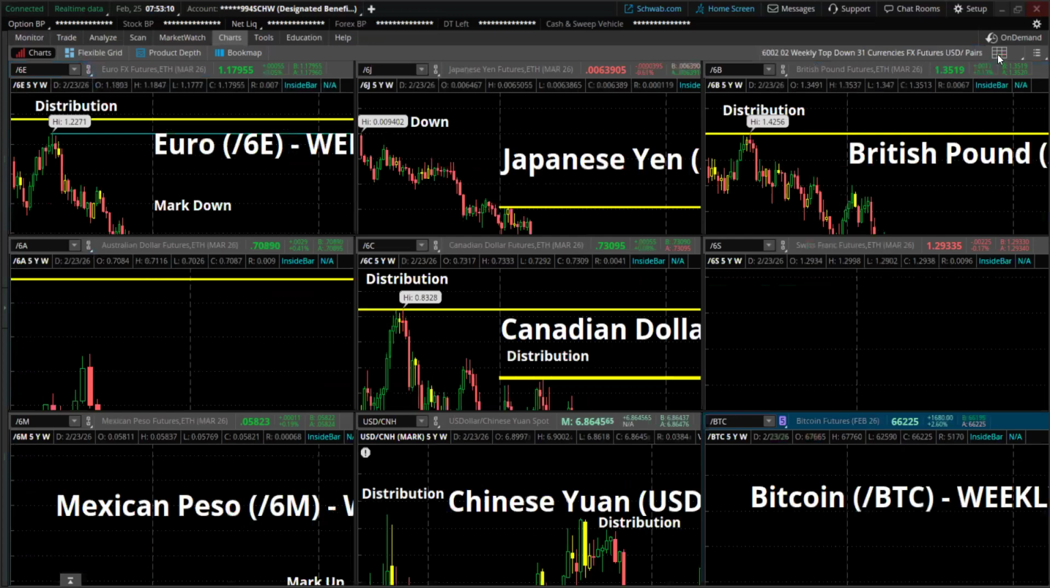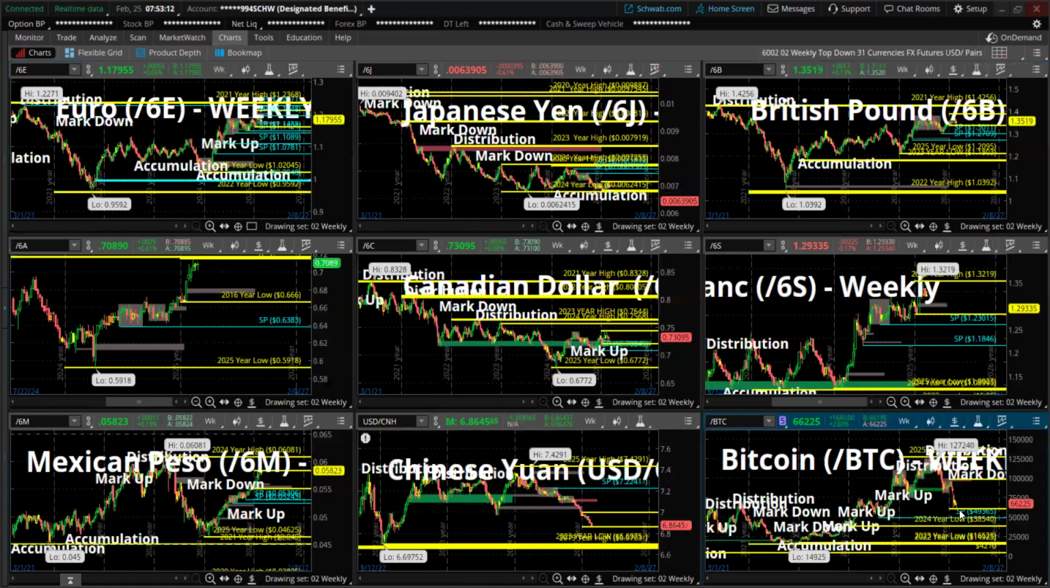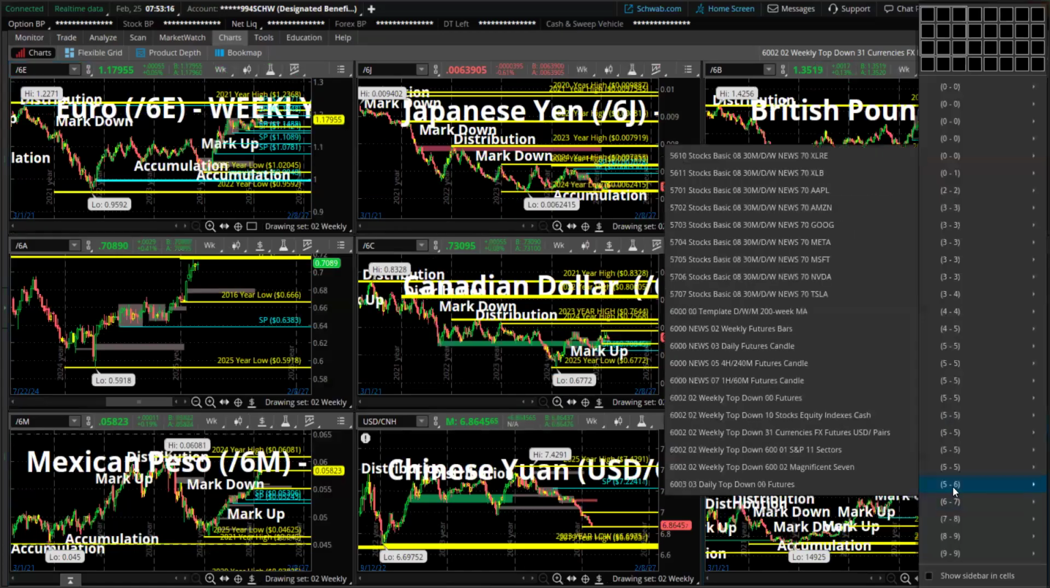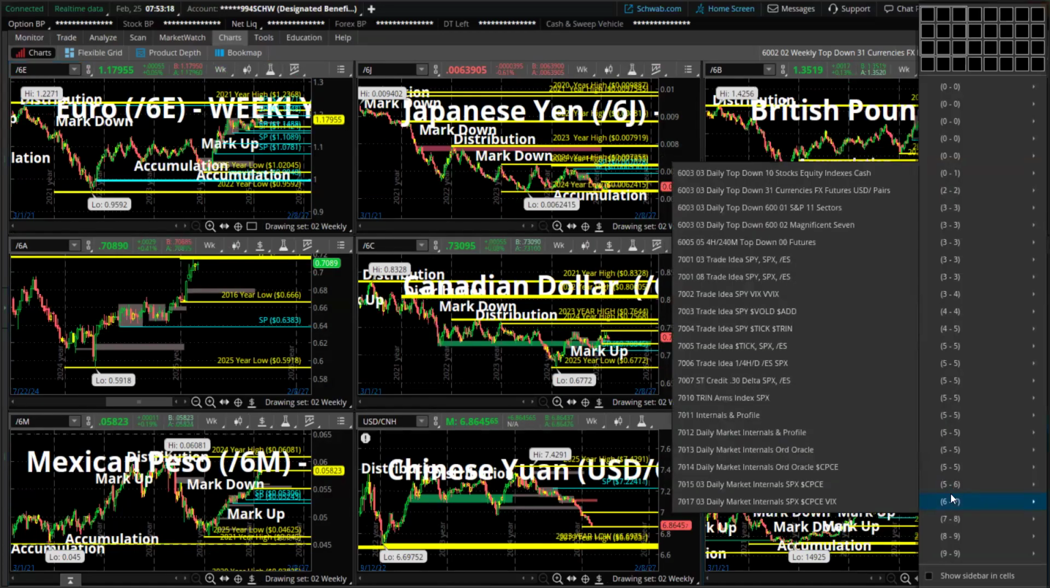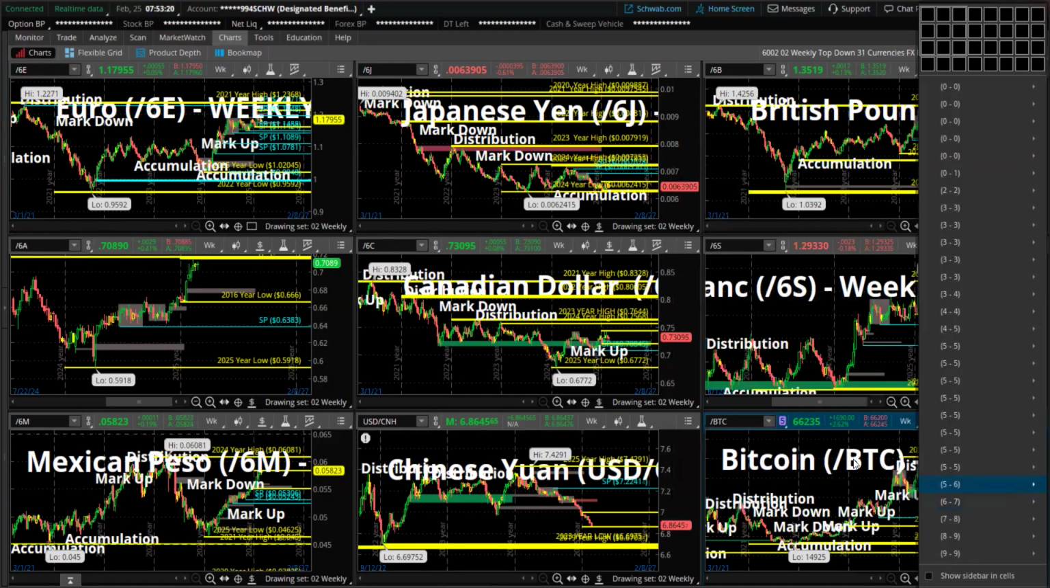We'll take this now to the daily chart, sorry. Same thing, the majority of the currencies, but we'll look at them on the lower time frame. The daily.